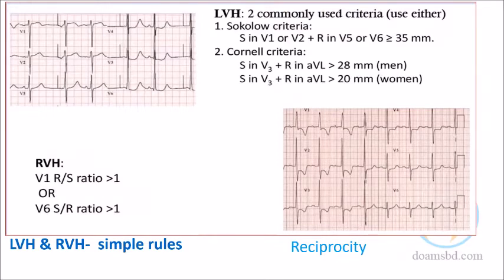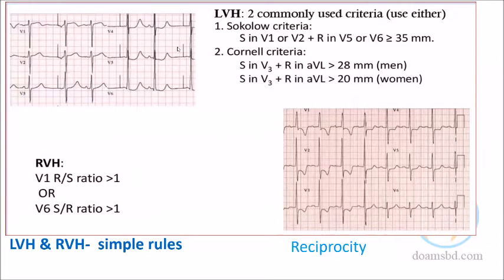The other diagnosis could be, if hypertrophy is there, it is also called the strain pattern: left ventricular hypertrophy with the strain pattern. And this is the right ventricular hypertrophy. Usually the right oriented leads will have tall R, right?